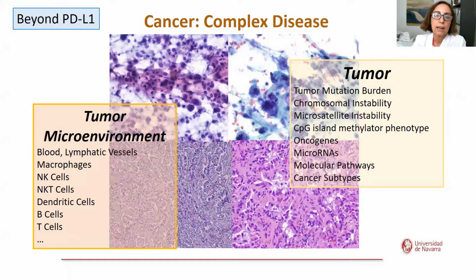But what is beyond PD-L1? Beyond PD-L1, there are many things. One of them is the complexity of tumors, because tumors are not only tumor cells with all the tons of genetic alterations. These cells are in a microenvironment, and in this microenvironment we have blood and lymphatic vessels, macrophages, B cells, T cells, dendritic cells, etc.